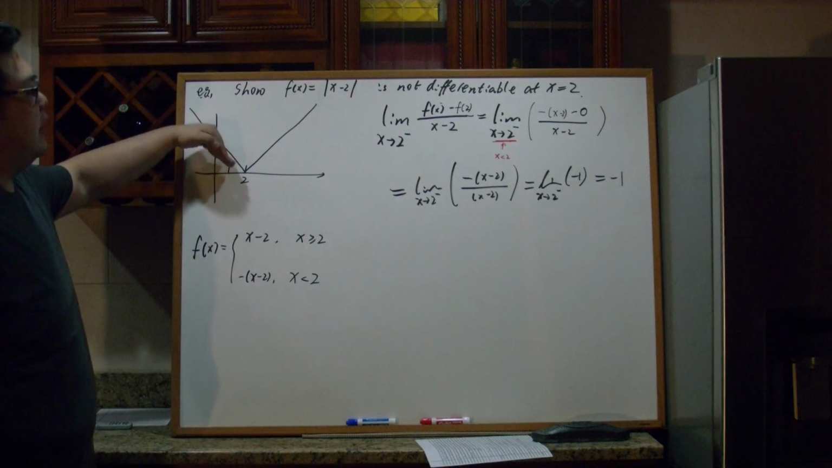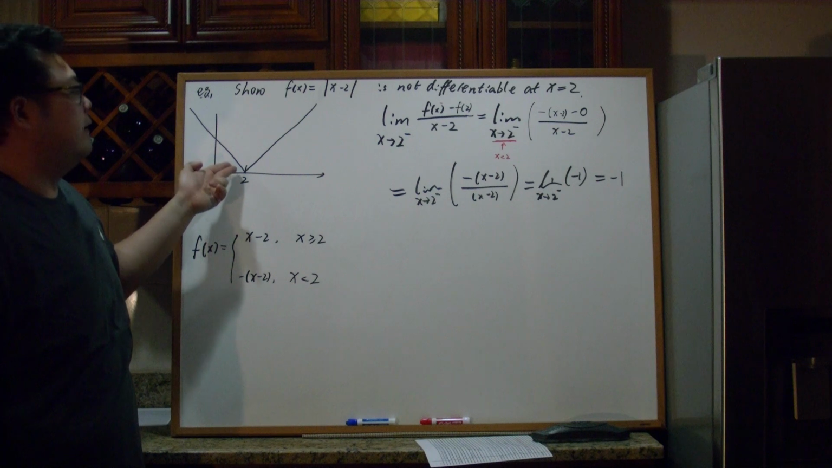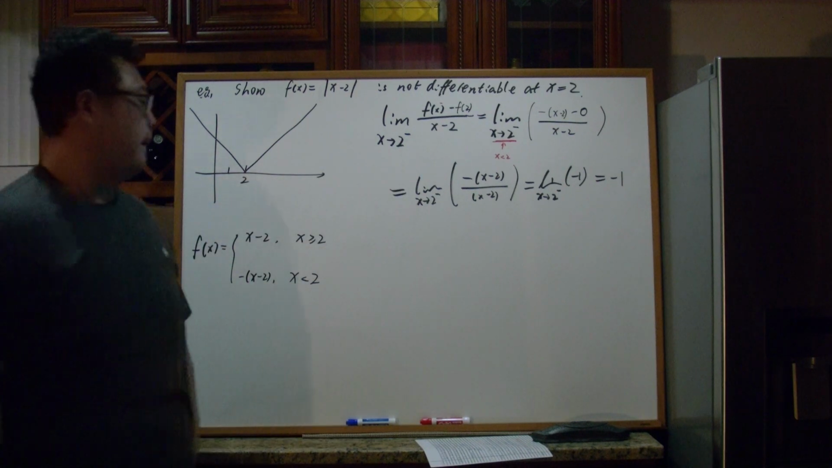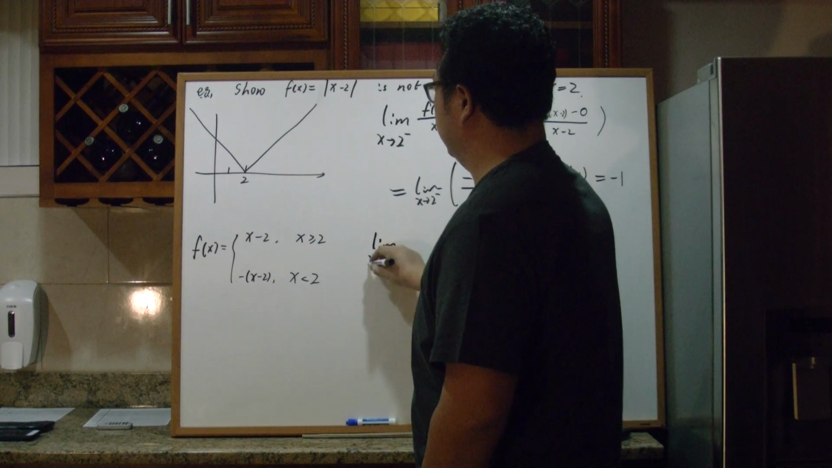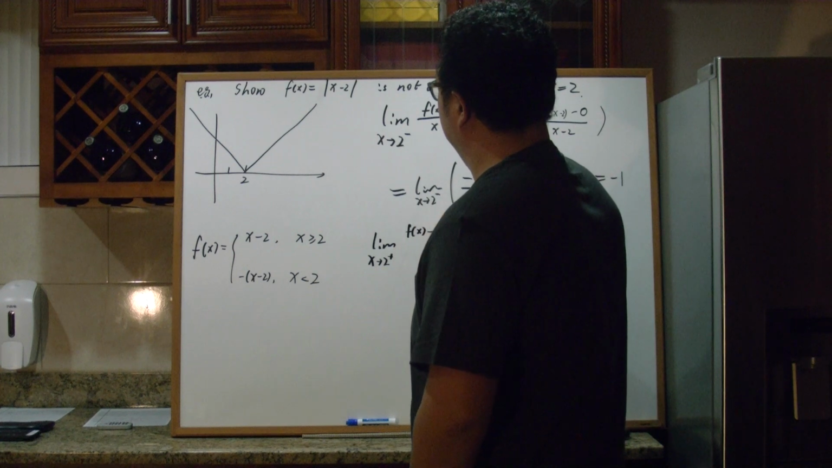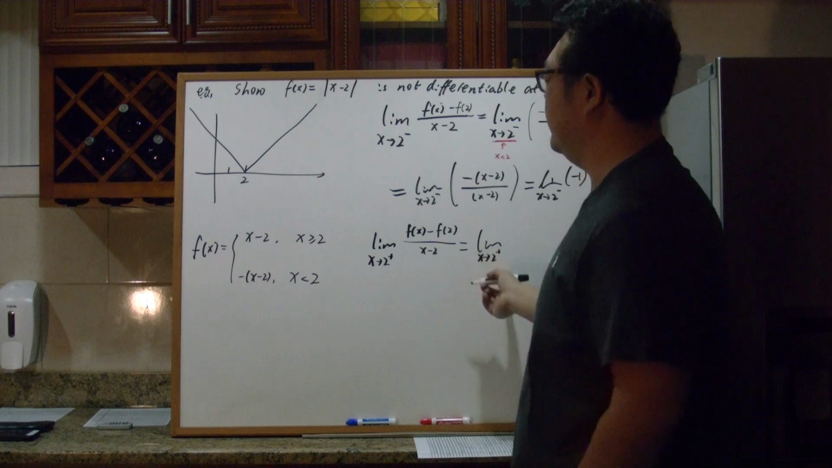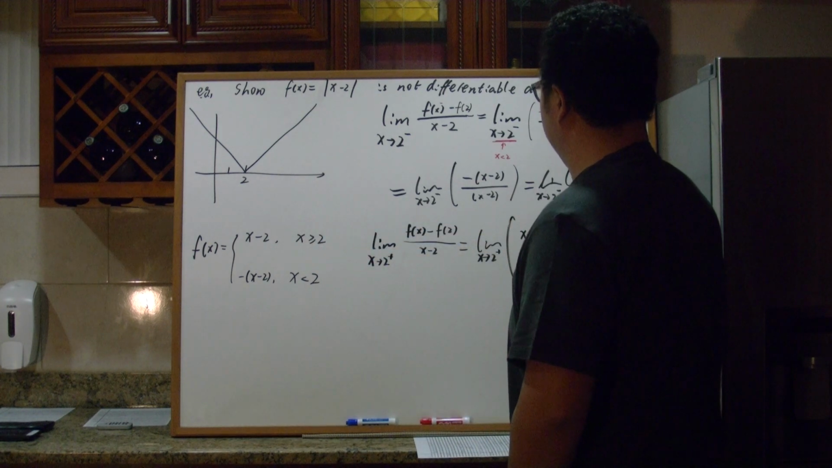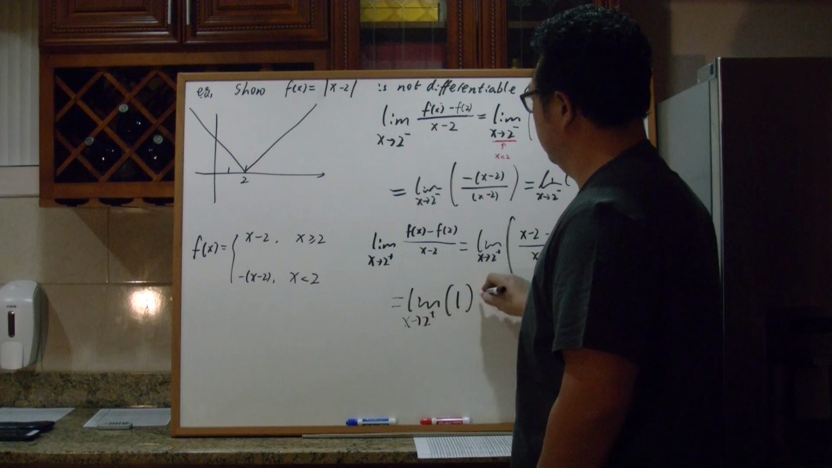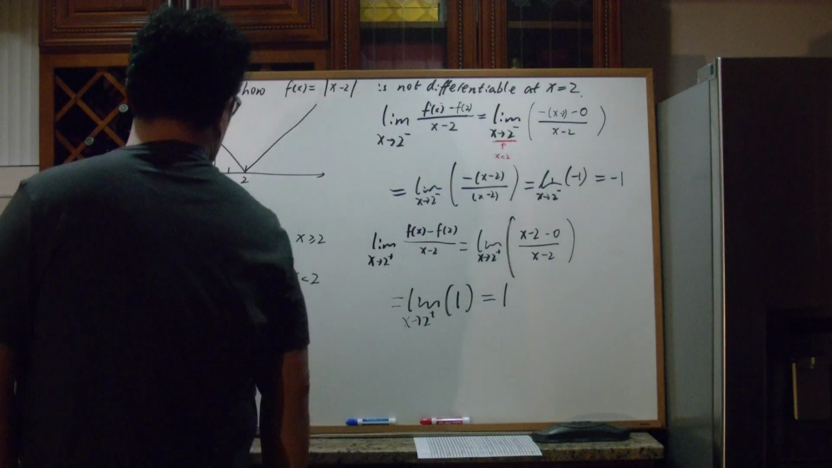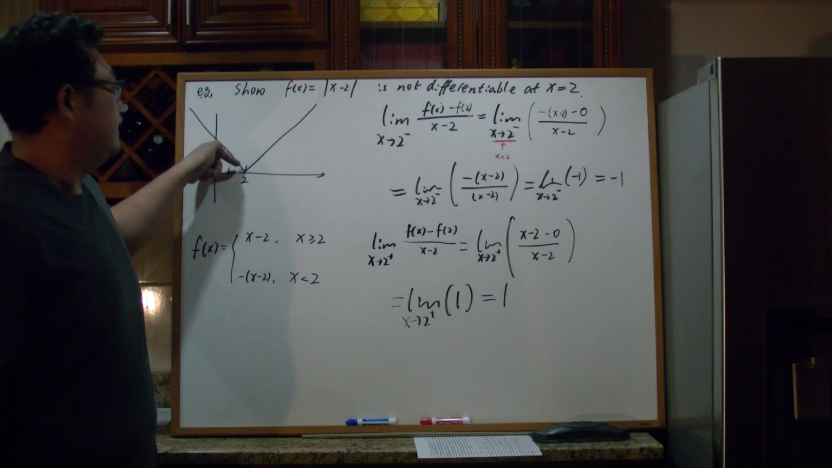As we can see, the slope of this line is negative 1, which is f prime of 2 when x approaches 2 from the left side. But on the other side we have a slope of positive 1, so the derivatives are not equal. Let's see from the right side. From the right side means x is greater than 2. That's x minus 2 minus 0 over x minus 2, equal to 1. So on the right side the derivative is 1, and the left side derivative is negative 1.